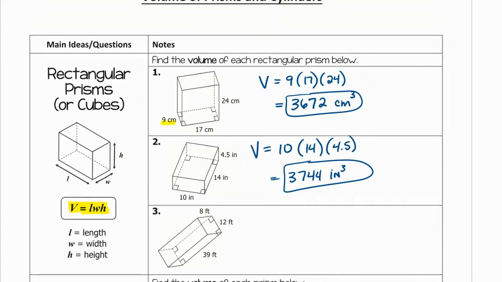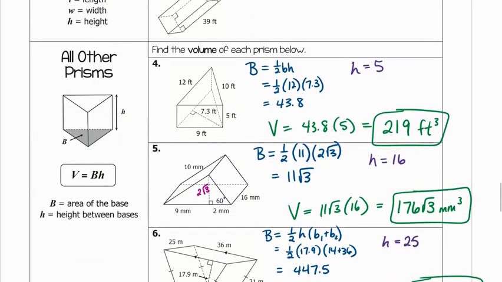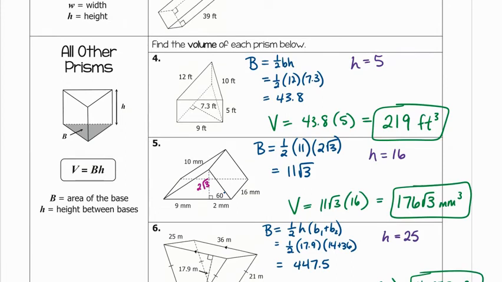So I take here my 9 times 17 times 24 to get the volume. If it's a different shape prism, so triangular, trapezoidal, whatever, we're going to do the same thing, but now we're going to find the area of the base, and then we're going to multiply that times the height of the prism. So kind of similar to surface area, but actually a little bit shorter. This time I still have to find the area of my base, but then I'm just going to multiply by the height of the prism.